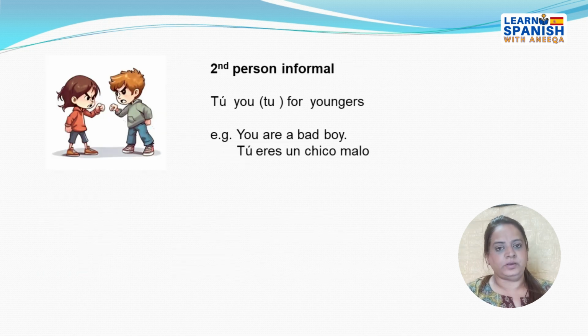Next is second person informal. Informal means when you are talking about people who are younger to you. Now in this picture you can see two boys are fighting with their friends. One boy is saying to the other, you are a bad boy. He will say, tú eres un chico malo. Because they are both friends, they are equal age or they may be younger to each other.